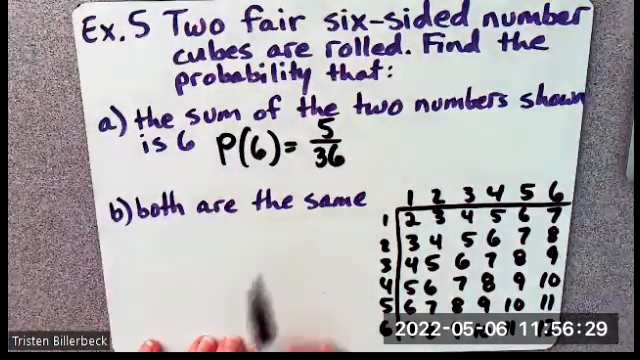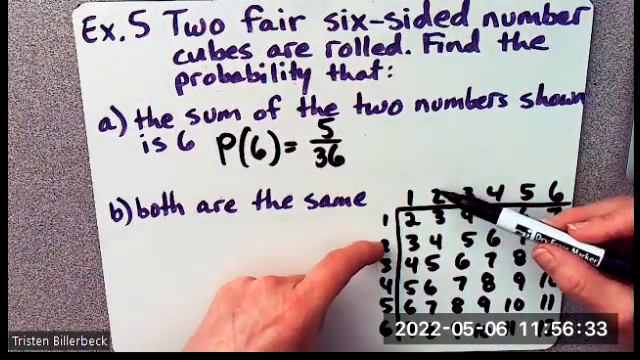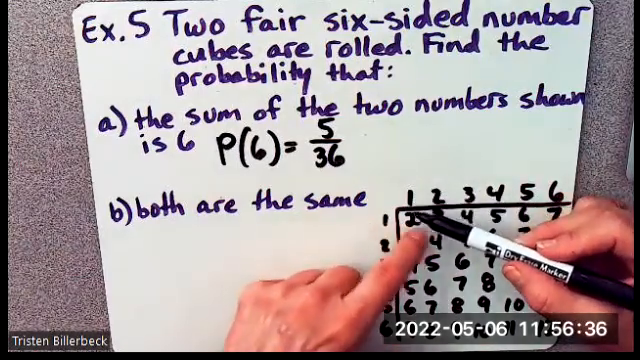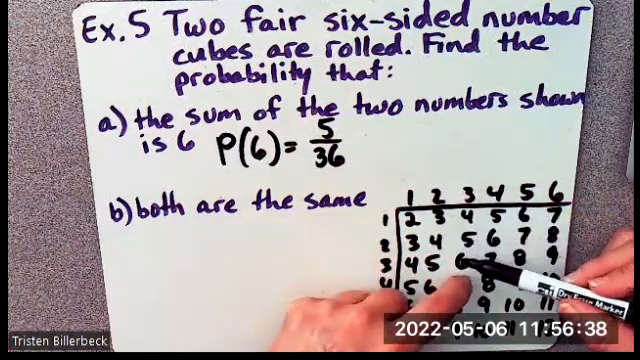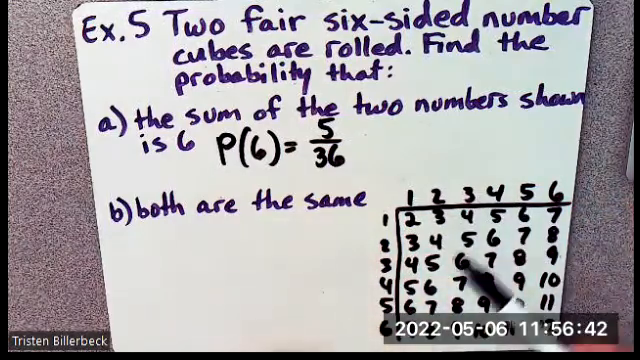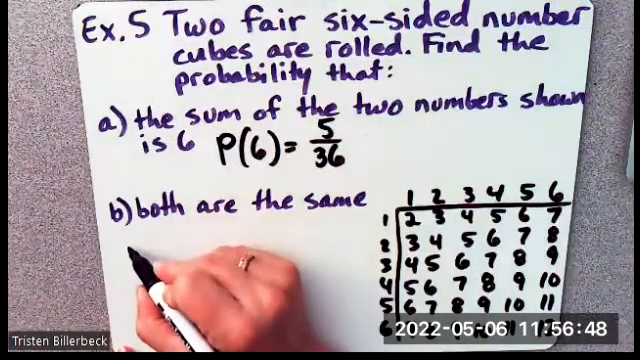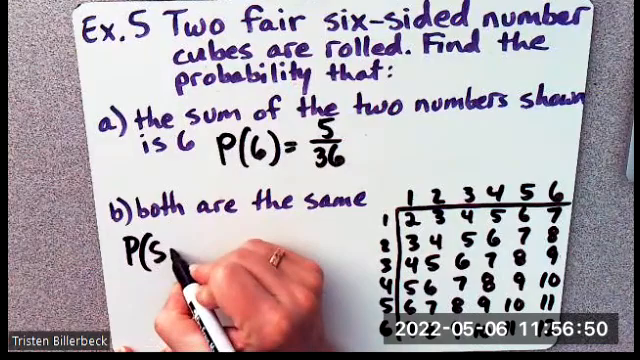So when we look at both numbers being the same, we look at the diagonals. So 1 and 1, 2 and 2, 3 and 3, 4 and 4, 5 and 5, and 6 and 6. So we count the diagonals. 1, 2, 3, 4, 5, 6. So the probability the numbers are the same.